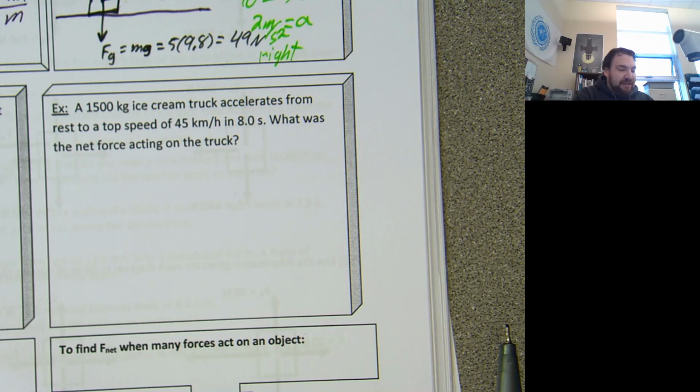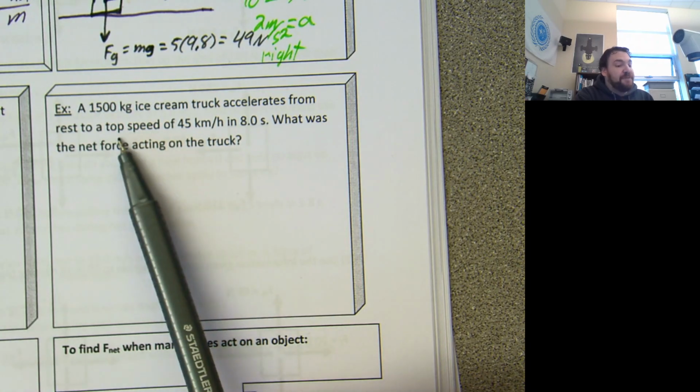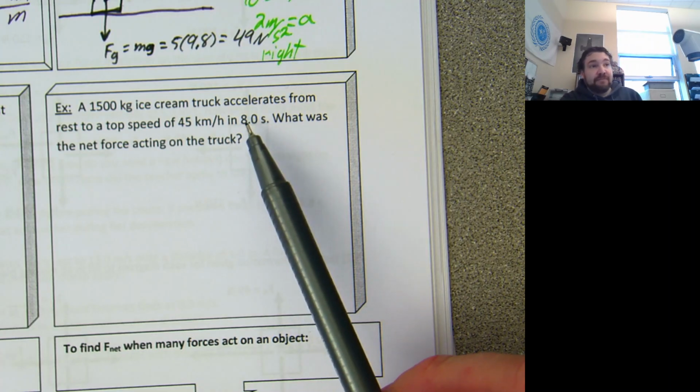Okay, a couple more examples and I'll let you play. A 1,500 kilogram ice cream truck accelerates from rest to a top speed of 45 kilometers per hour in 8 seconds. That is brutal.